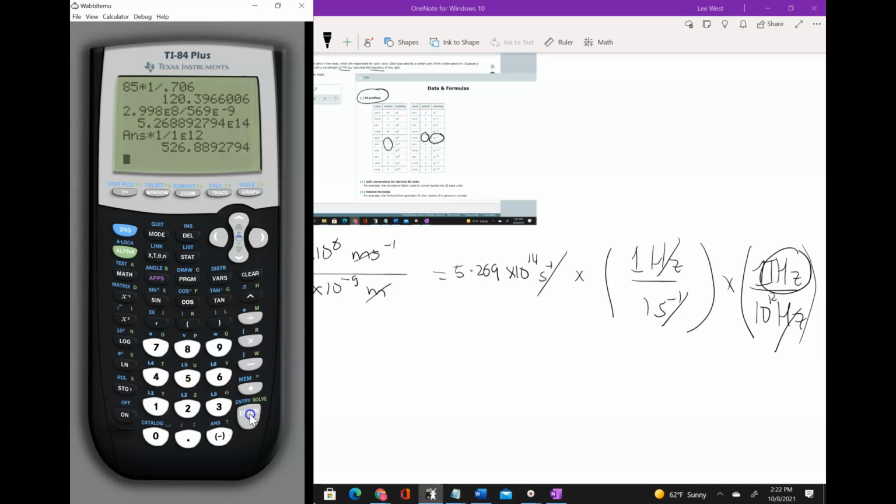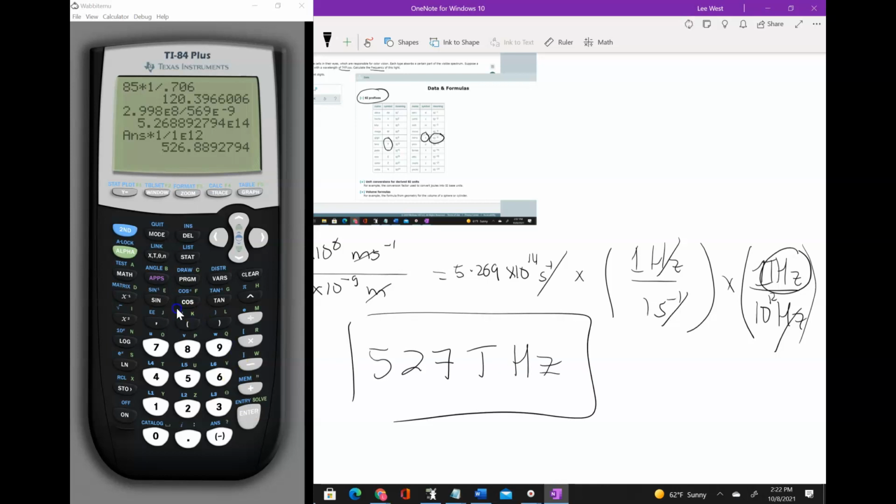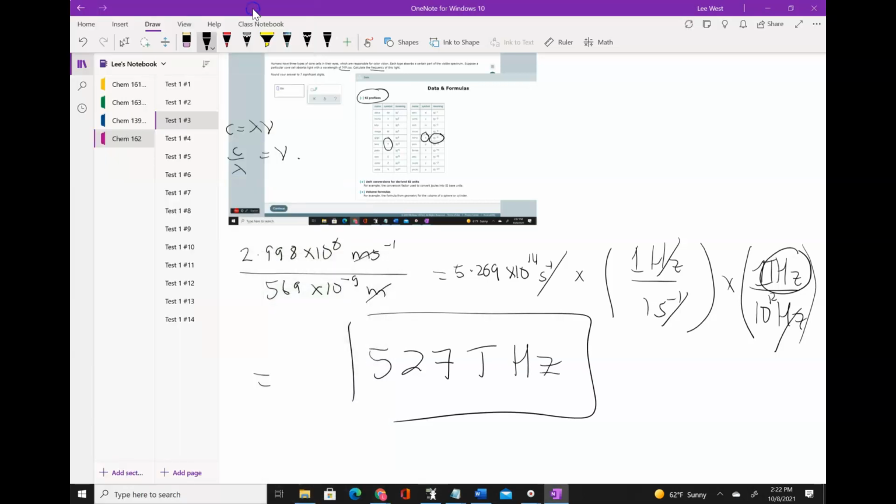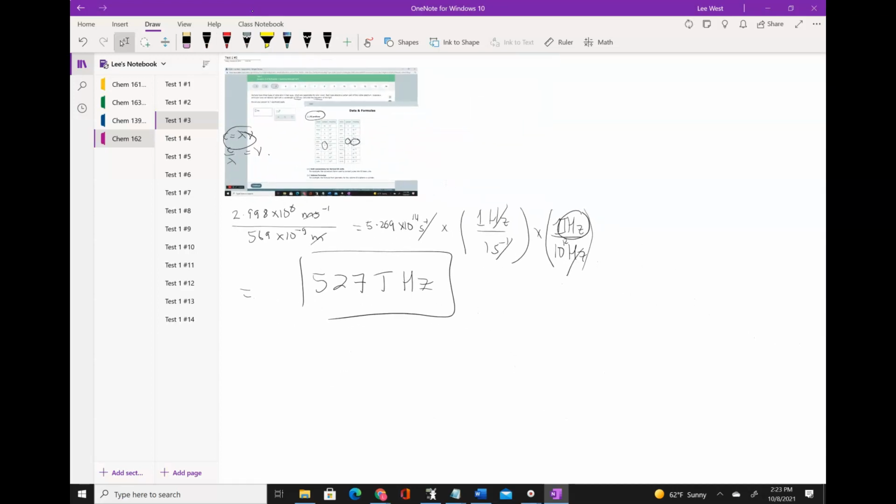So it ends up being, to 3 significant figures as asked, 527 terahertz. Okay, there we go. Pretty straightforward. Interconverting wavelength into frequency. Here's our key formula, and then the rest is just doing unit conversions using decimal prefixes.